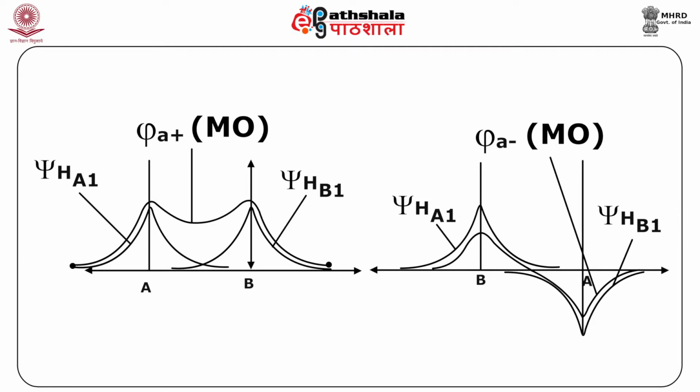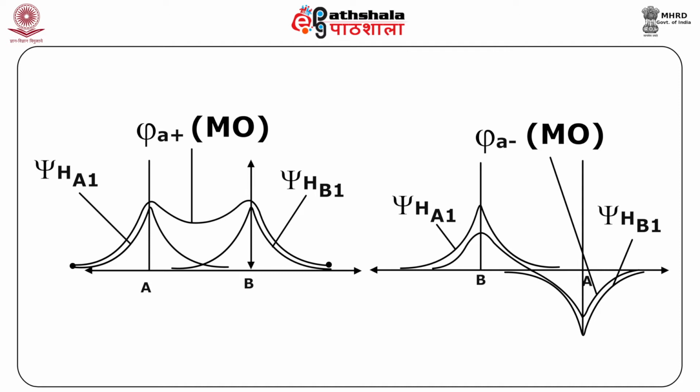Then we have psi Hb1, and the bonding molecular orbital, which is obtained by the additive combination of these two, is shown here, and that is the Phi A plus MO. Whereas on the right hand side we have the two atomic orbitals, but with psi Hb1 inverted. Why? Because it is a negative combination, and therefore here it passes through a minimum, as you can see.